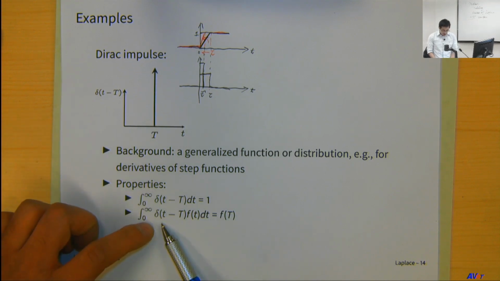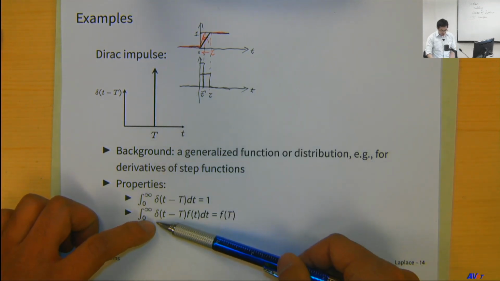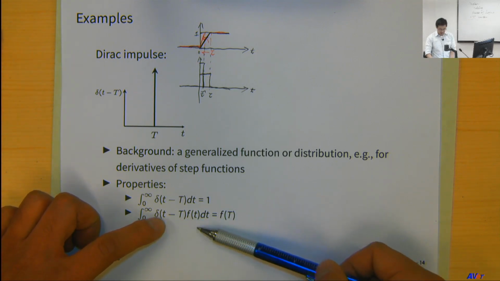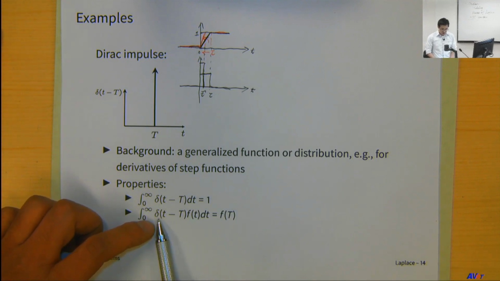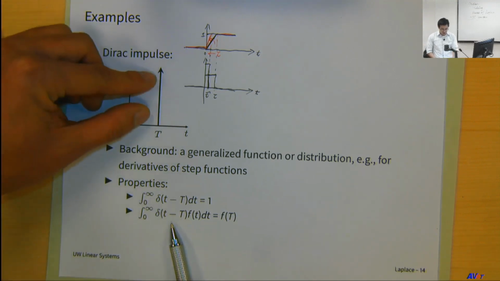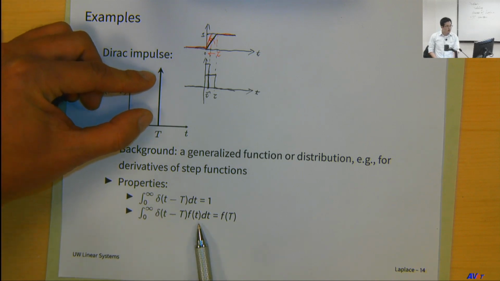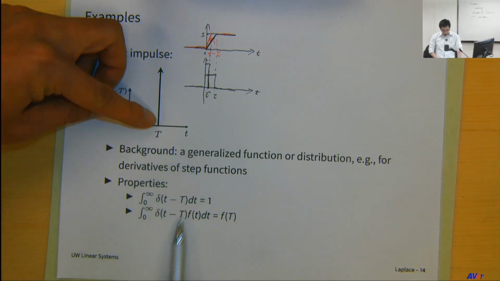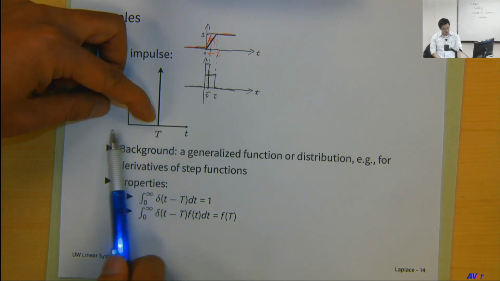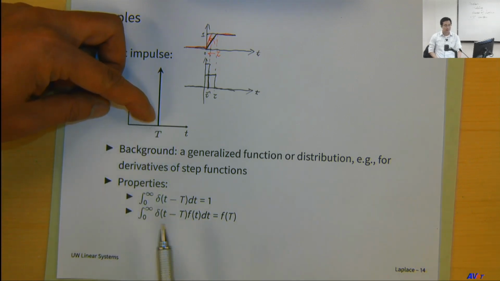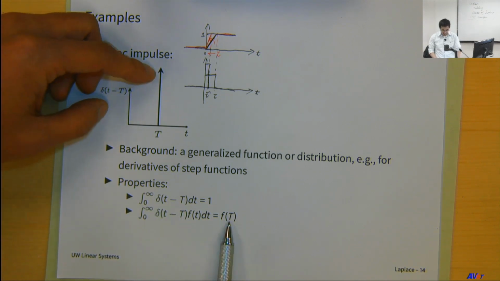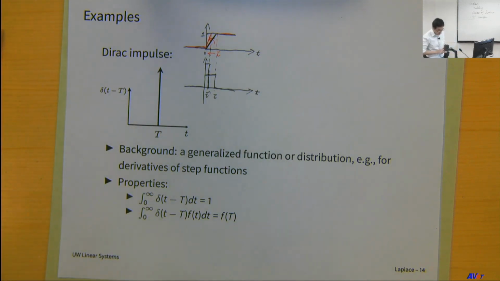The impulse can also function to pick up specific values of f at some time. If you integrate delta of t minus capital T, this impulse, against a continuous-time function f, then when t is not equal to capital T, it's going to be 0. All the other values are dumped out. So it picks up the value of f at time capital T. That's the property of this integral.